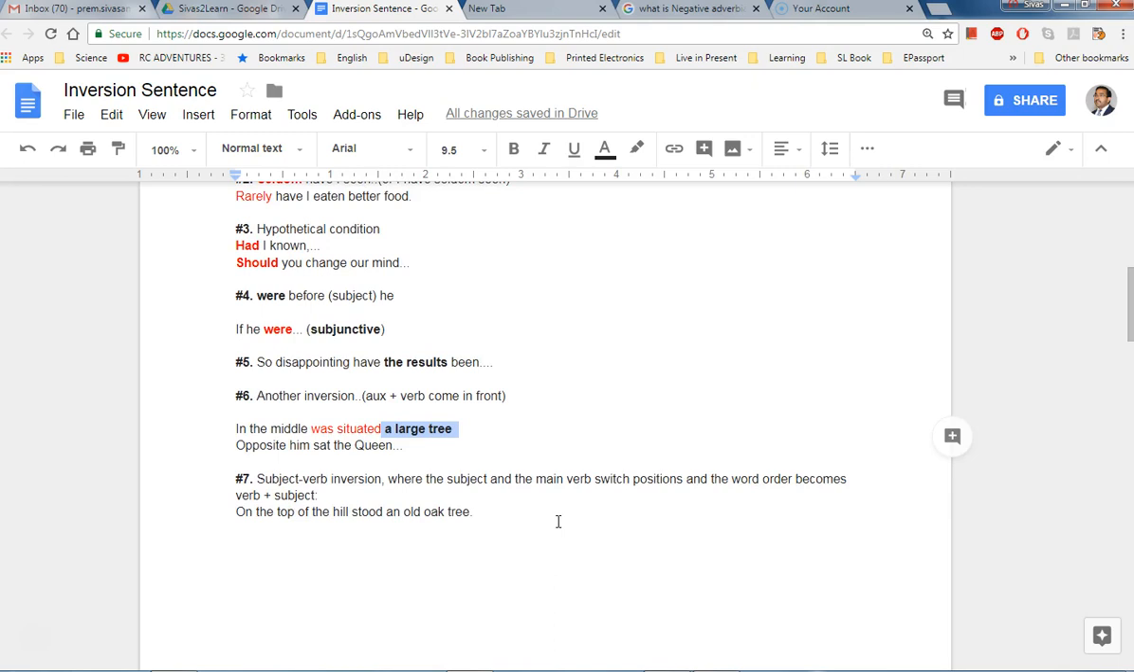Okay. Another one is actually subject verb inversion, where the subject and the main verb switch position. On the top of the hill stood an old oak. Actually, an old oak tree stood on the top of the hill, right? So these are some of the other ways of making sentences.